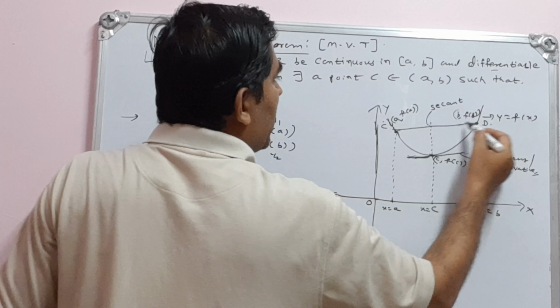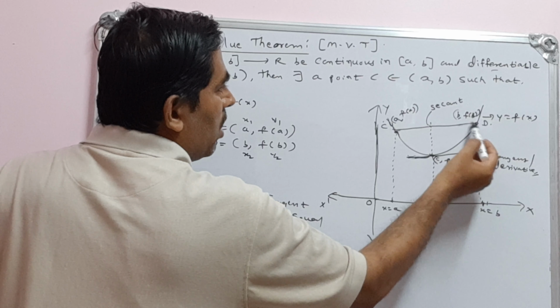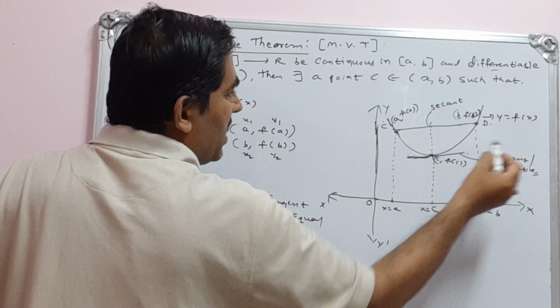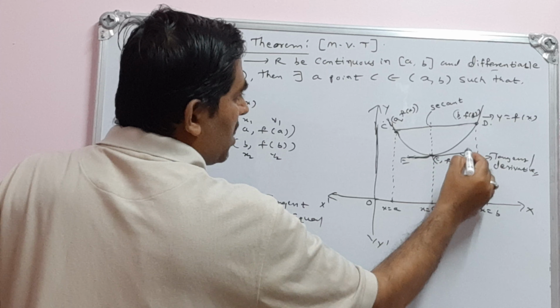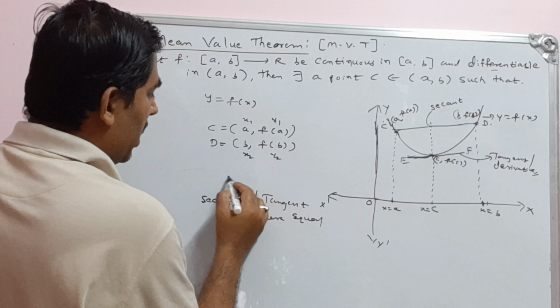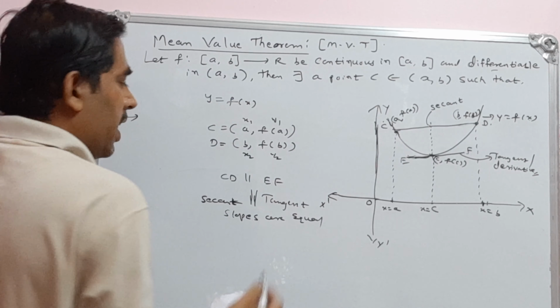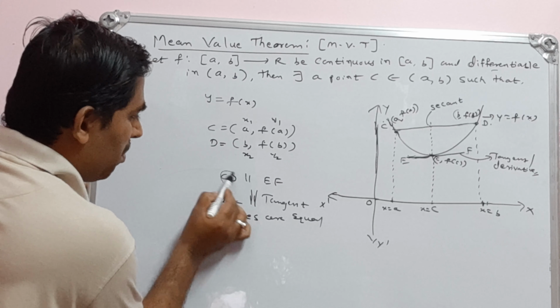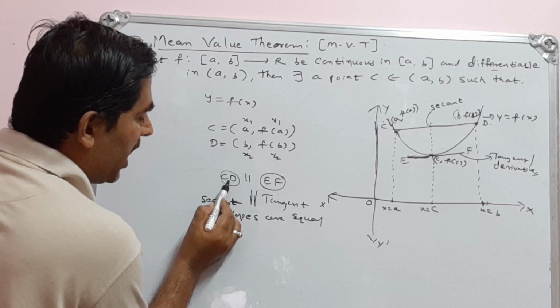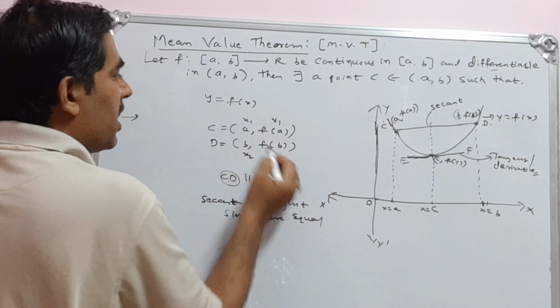See, slope of the secant means, what are the coordinates here? CD is a secant. So this is a tangent. Let me say this as EF. So EF is a tangent and CD is a secant. So CD is parallel to tangent EF. Slopes of the parallel lines are equal. What is the slope of CD? Slope of CD is nothing but the slope of the secant.